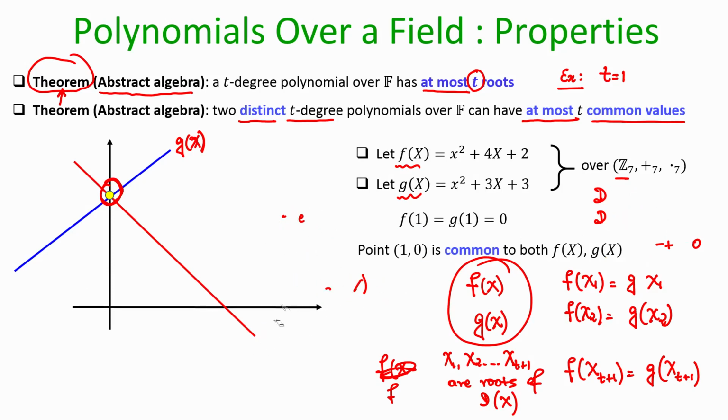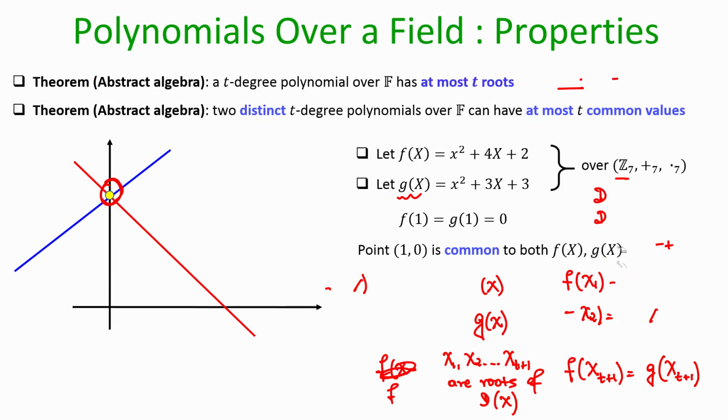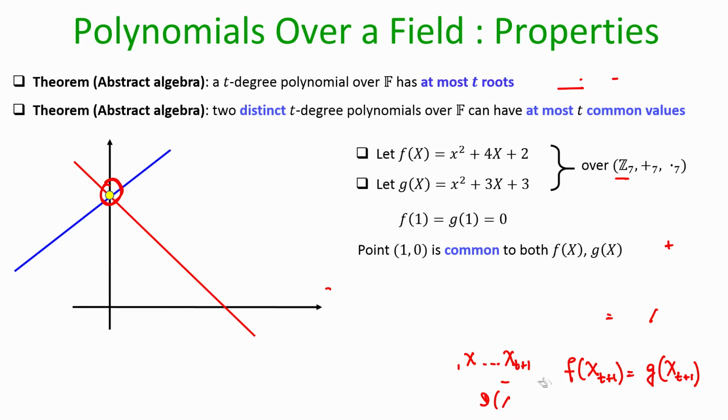So, that is another interesting result regarding polynomials over fields. We have two interesting properties here. Now we will see some more properties which will be useful for us.